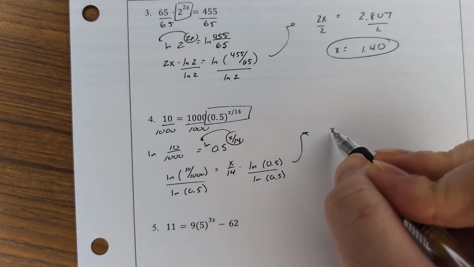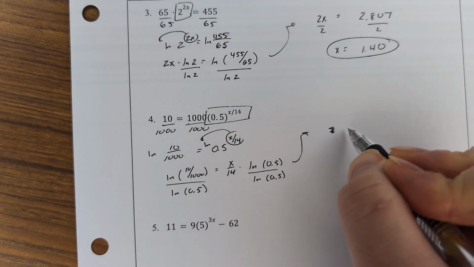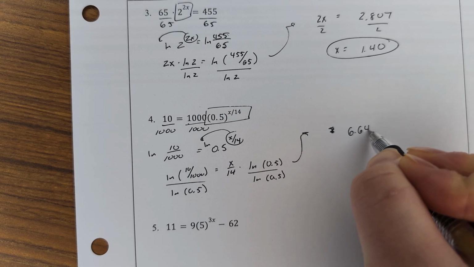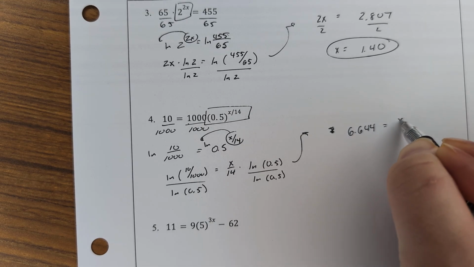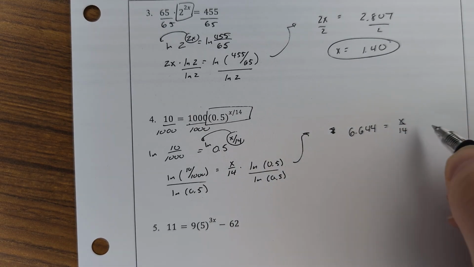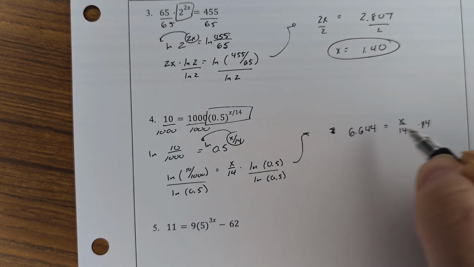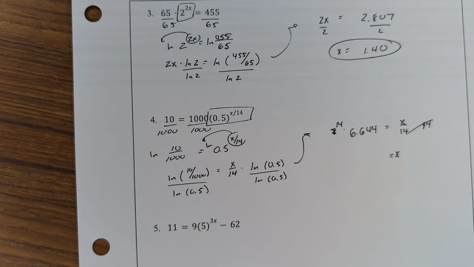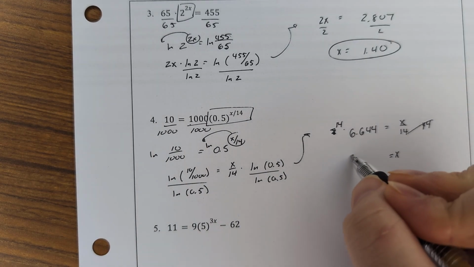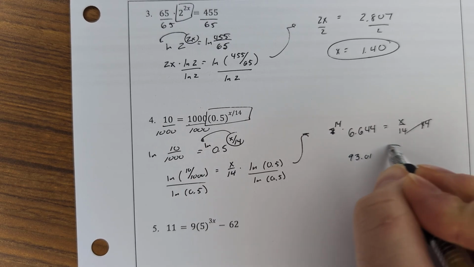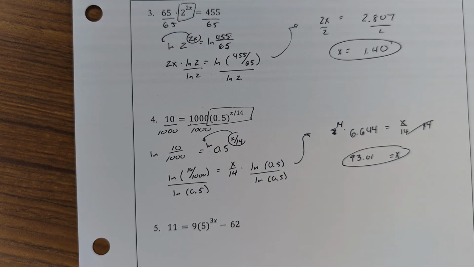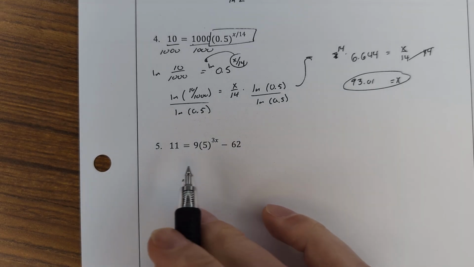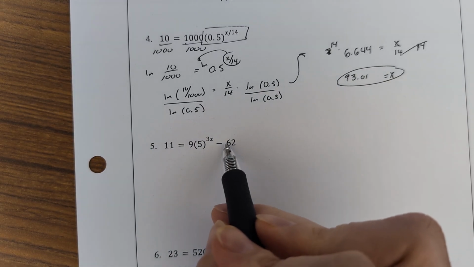So that gives me 6.644 equals x over 14. So everybody multiplied by 14. So x equals 93.01 as my solution.